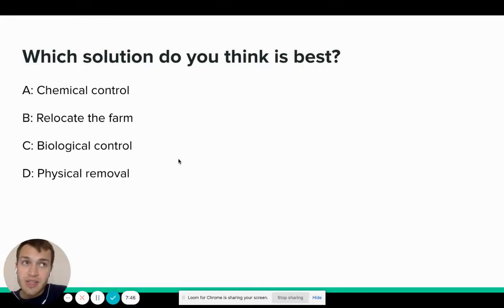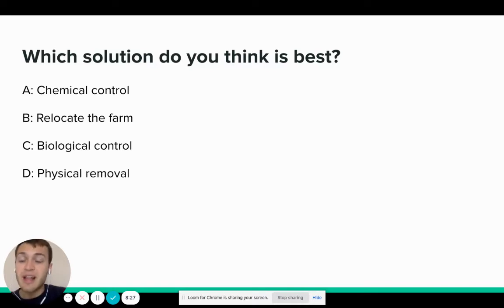If we're thinking only about how these options might affect Holly's family's finances, the amount of money that Holly's family has, then we might choose biological control, which is where we add a predator to the farm, and that predator will take care of the insect problem. There are lots of different ways that we can think about it, and different factors that we think are important are going to change our answers.